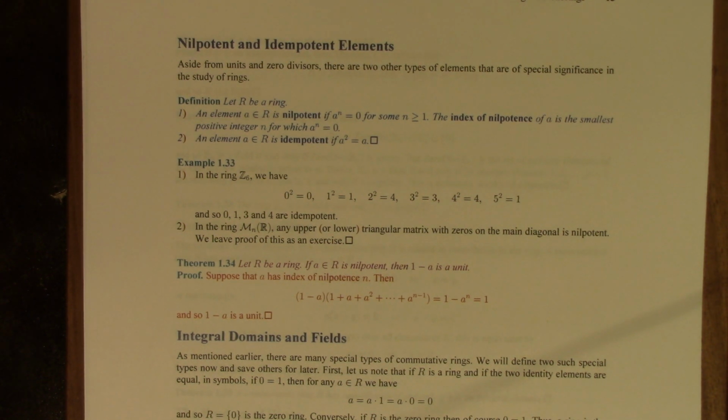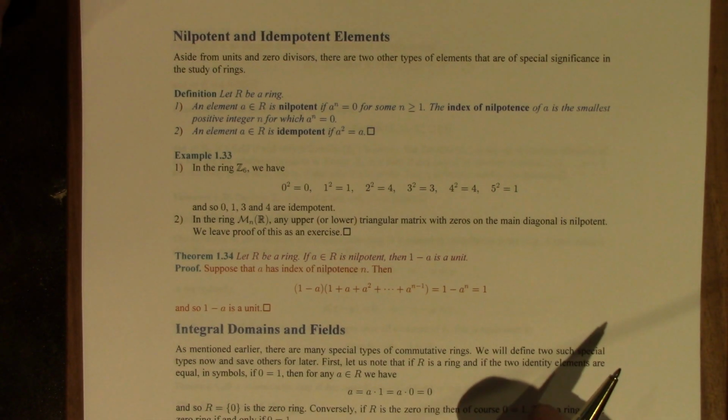Aside from units and zero divisors, both of which we've taken a fairly close look at. We talked about units in the previous lecture. We talked about the product of units and the product of a unit and a non-unit and so on, and similarly for sums. And we've just been discussing zero divisors. There are two other types of elements that are of special significance in ring theory.